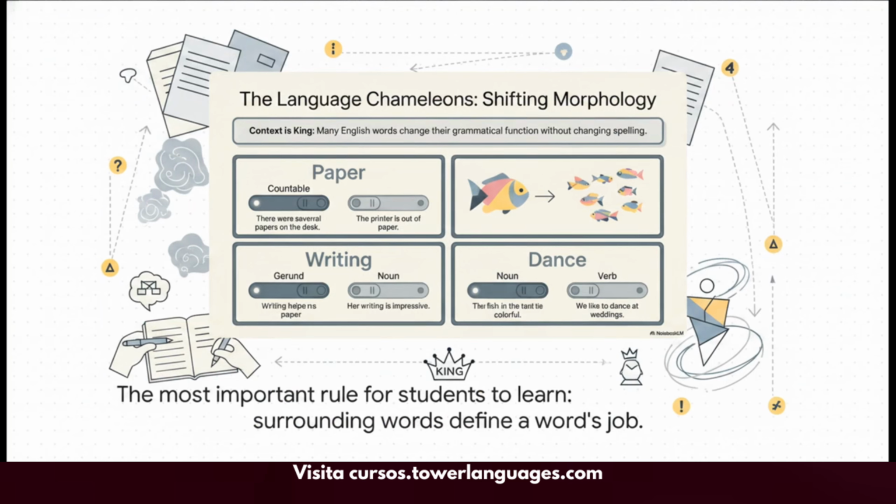This right here is such a critical concept. The word paper, for example, isn't just one thing. It can be a countable paper or an uncountable material. Dance can be a noun or a verb. The most important rule you can teach your students is this: context is king. The words around a word are the clues to what it's doing.